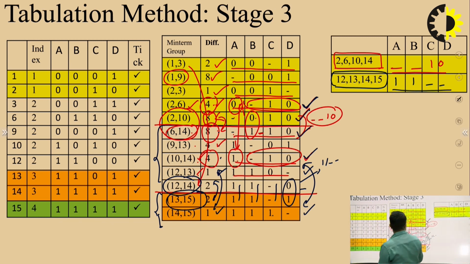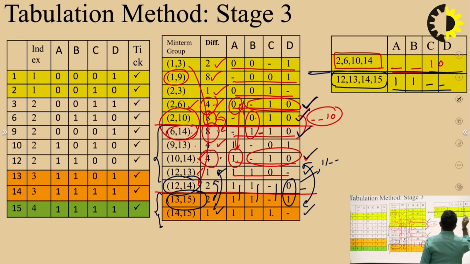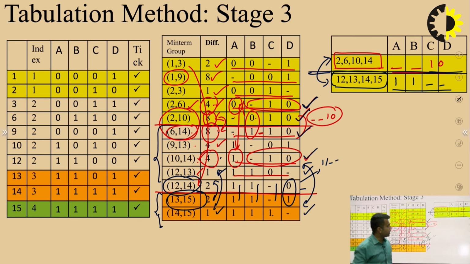So this is our complete grouping, and further they are from two different groups. Now we need to check these as well. Are they making further groups? No, they are not making it. So this is the last grouping stage.